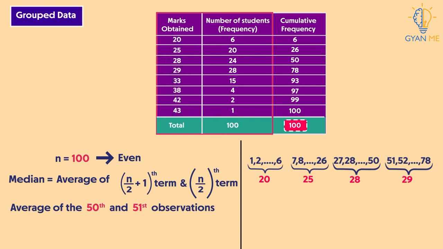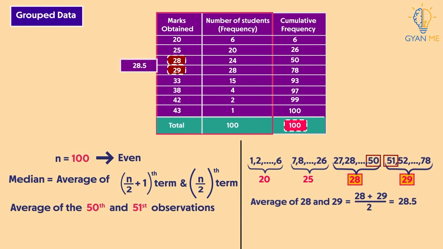So now observe that we get here 50th observation as 28 and 51st observation as 29. Or we can also see this from the table that the 50th cumulative frequency falls in the row with 28 marks and the next 51st cumulative frequency falls in the row with 29 marks. Therefore, the median for this data will be the average of 28 and 29. That is (28 + 29) divided by 2, which comes out to be 28.5. Thus, the median of this data is 28.5.